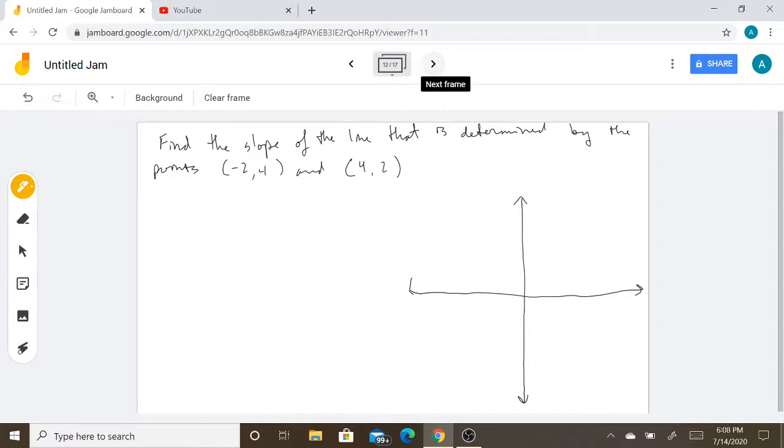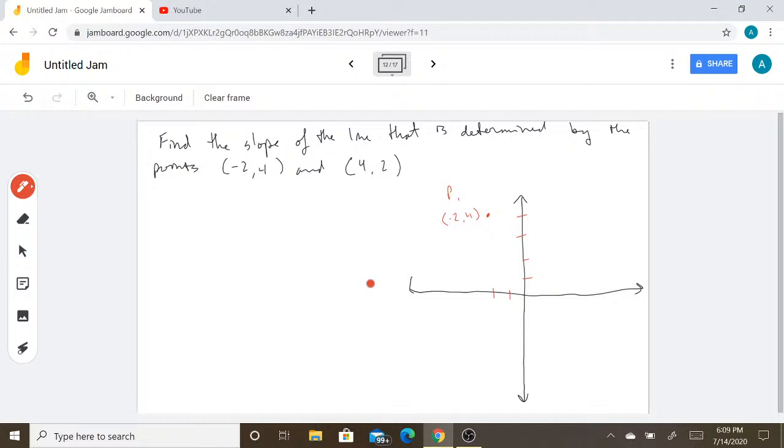We can look at a problem, and it asks us to find the slope of the line that is determined by the points -2, 4, and 4, 2. So first what we need to do is actually plot the points. So point 1 is at -2, 4, so right here, we can name that point 1. And point 2 is at 4, 2 over here, and this is point 2.